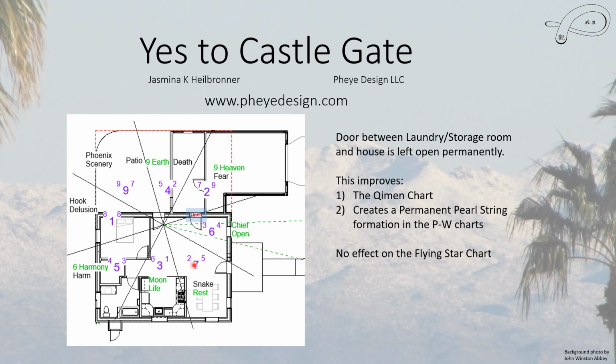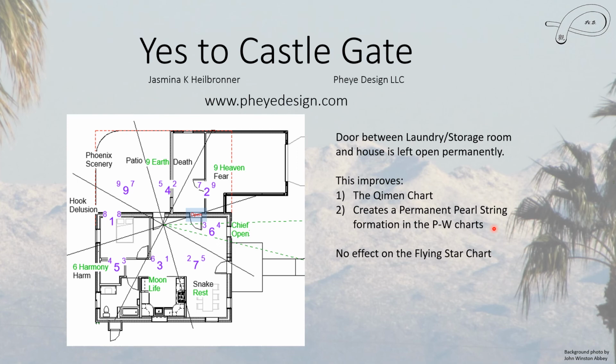And this changes the center of the house. And when we did that, we improved the Chi-Men chart and we created a permanent pearl string formation in the purple-white chart. And there's some really good things if you can do this. Not every house can, but this one can.